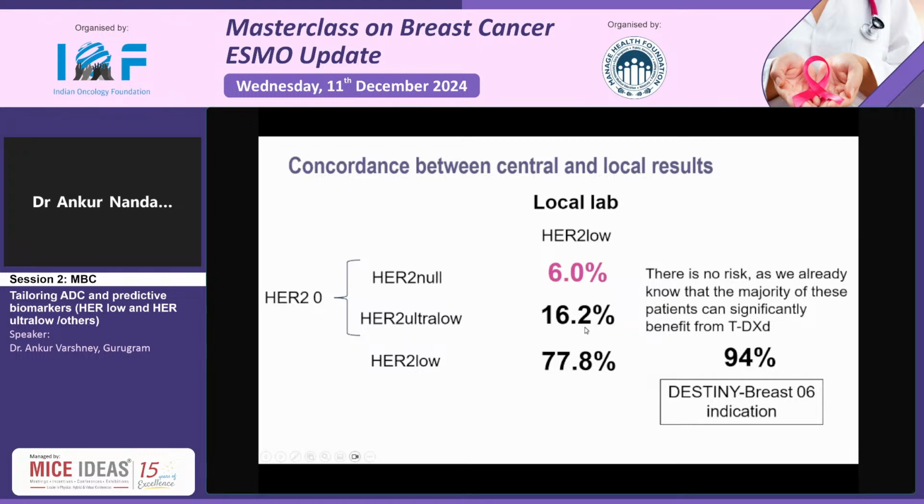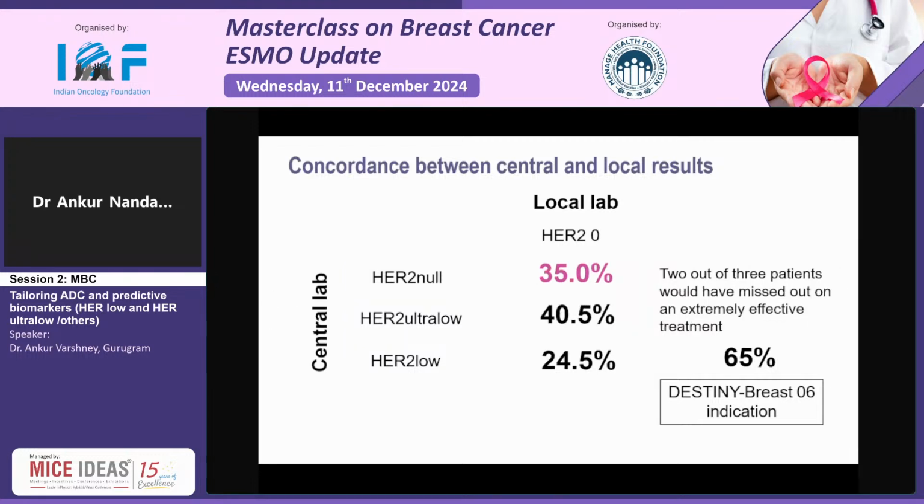There was discrepancy in 16.2%, while HER2-low was classified by both labs in 77% of patients. So these are the patients who are safe to be used, the patients in whom the drug can be used. But these were the patients who were tested as low by the local lab, were tested negative by the central lab, and should not be offered the drug.